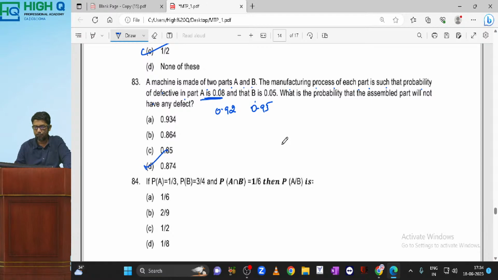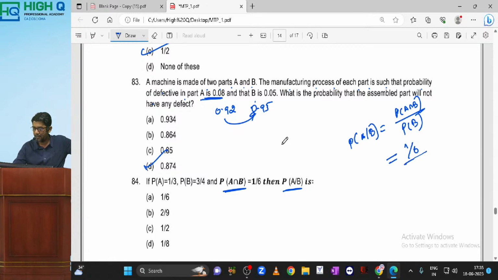Point 874. Just multiply both. No defective, no defective. Both are non-defective. Multiply both. Next step. P of A given B, they ask you to find out. P of A intersection B is given. The formula for P of A given B is P of A intersection B divided by P of B. What is P of A intersection B? 1 by 6. What is P of B? 3 by 4.